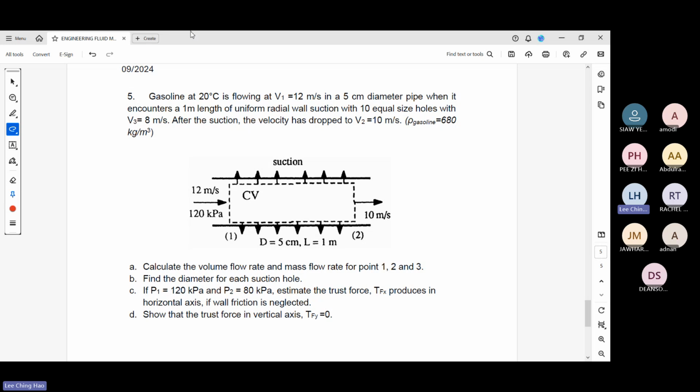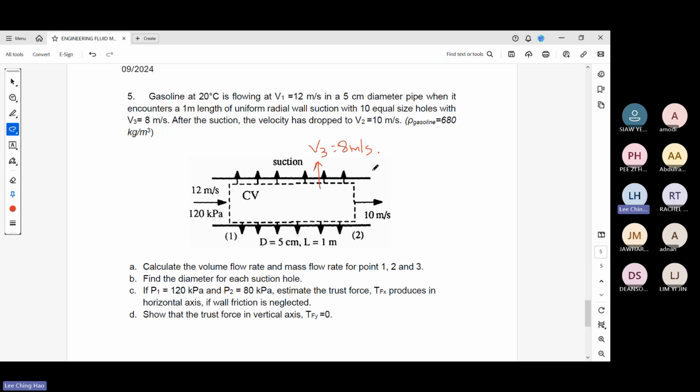First of all, you can see gasoline. Okay, you use a gasoline. So at 20 degrees Celsius, it's flowing at the V1 equals to 12.5 cm pipe, which you have a suction of 10 equal size of the hole with V3. So here is V3, 8 meter per second. So this question is very, very similar to one of the questions in your tutorial, the one that have many holes. One question only, you flip back.